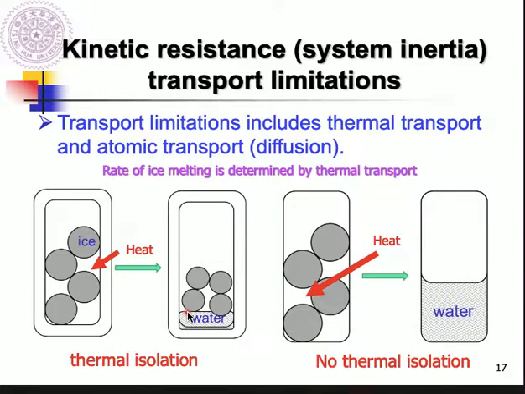So when we have a series process, the slowest one will dominate everything. So here, in this case, obviously, the rate of ice melting is determined by what? By thermal transport, not determined by the atomic transport or diffusion.